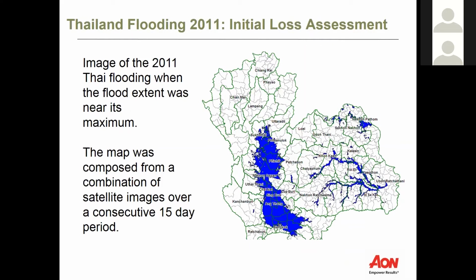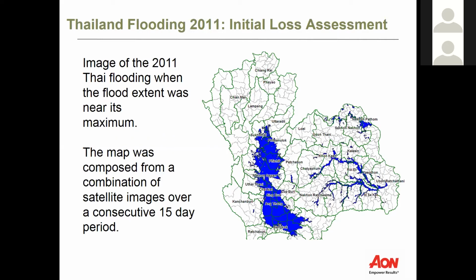So we managed to download an image of the flooding. We had to take satellite images over consecutive days because there was a lot of cloud cover over there as well, and also the flooding changed on the ground, depending on when you took the measurement, it was still flooding. But this was our maximum extent of the Thai flood.